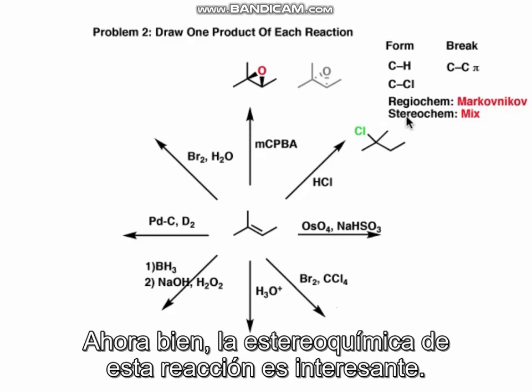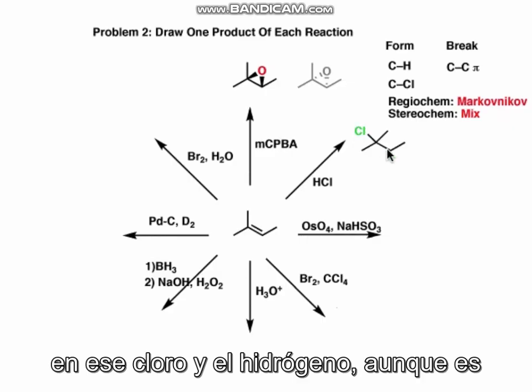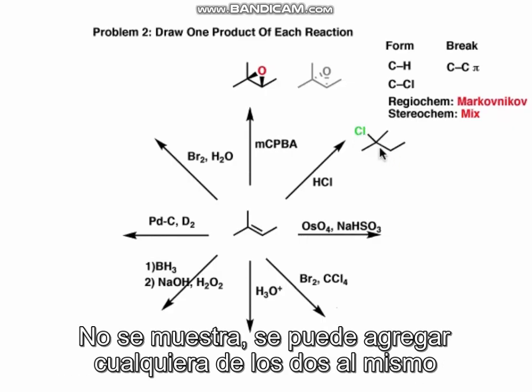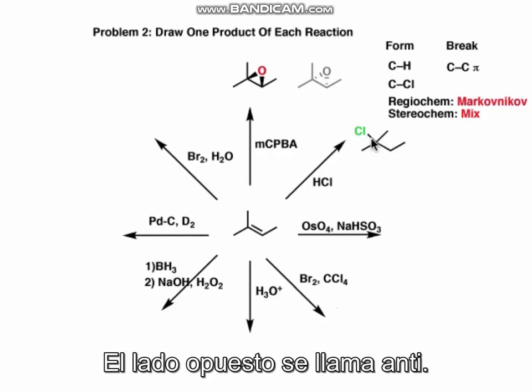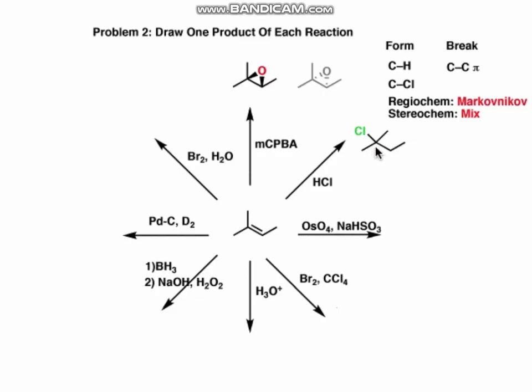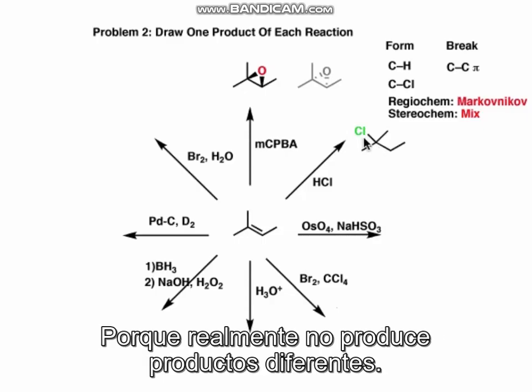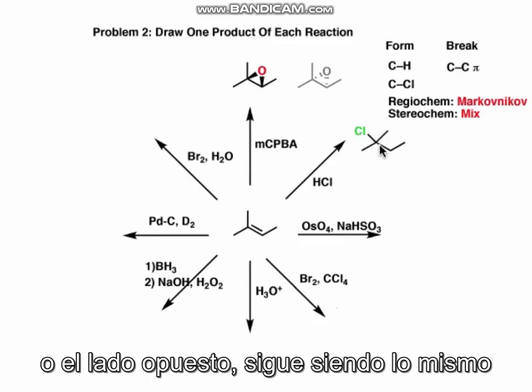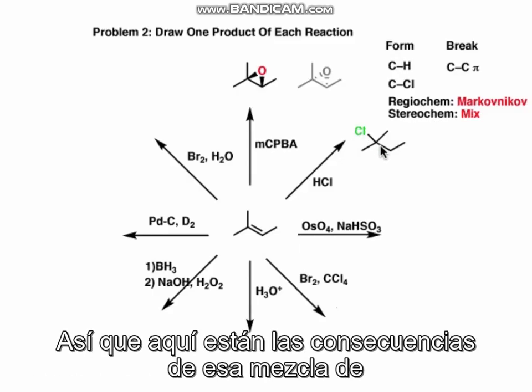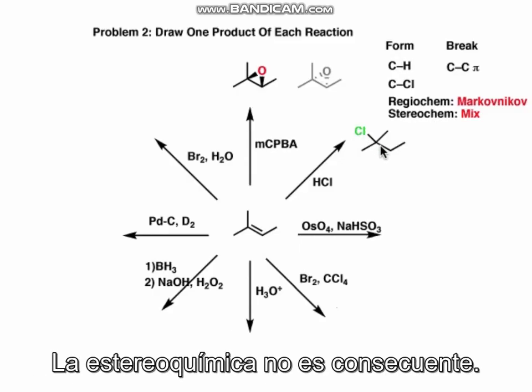Now, the stereochemistry of this reaction is interesting in that the chlorine and the hydrogen, although it's not shown, can add either to the same side of the alkene or to opposite sides of the alkene. Same side is called syn, and the opposite side is called anti. It's actually a mixture of syn and anti, although you can't really tell the difference here because it doesn't produce different products. Whether the hydrogen adds to the front or the back, or they're on the same side or the opposite side, it's still the same compound. So here, the consequence of that mixture of stereochemistry is not consequential.